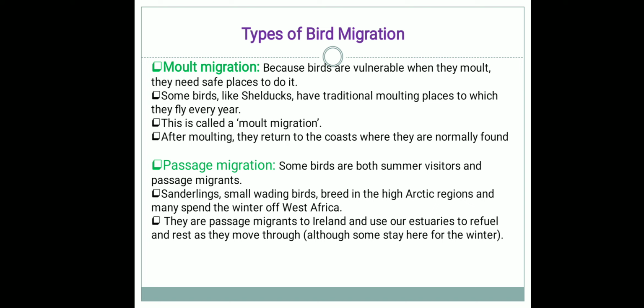Types of bird migration. First, molt migration. Because birds are vulnerable when they molt, they need a safe place to do it. Some birds, like shelducks, have traditional molting places to which they fly every year. This is called molt migration. After molting, they return to the coast where they are normally found.